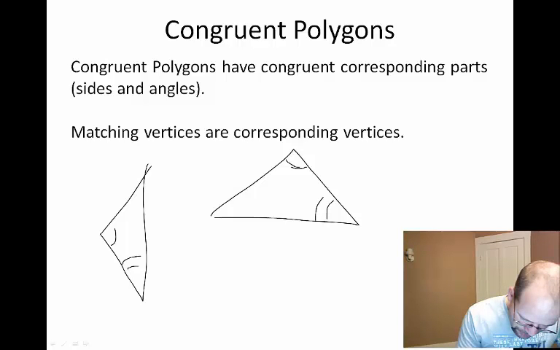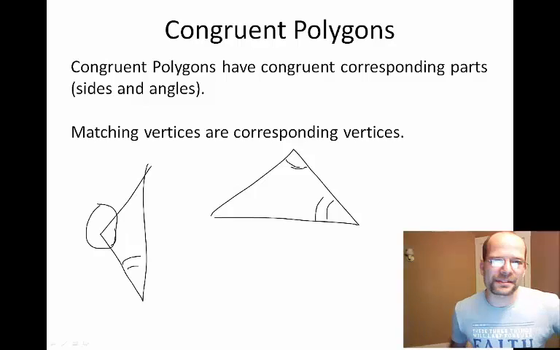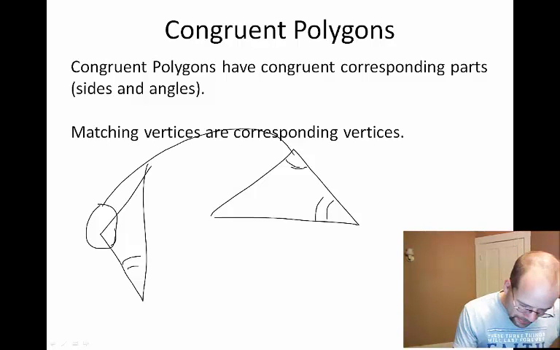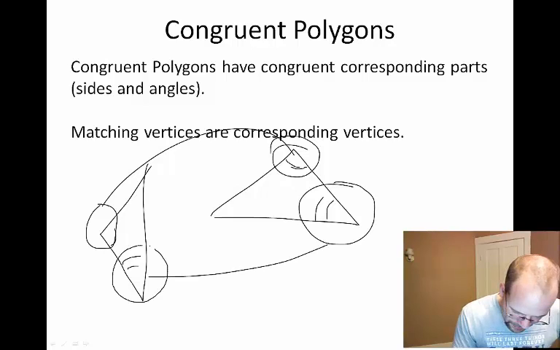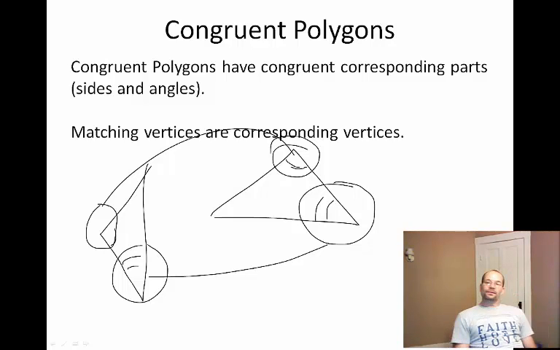We ask the question, how are we going to match these up? How do we align these in order to decide whether they're congruent? Well, you can see that this vertex corresponds to this one over here, and this vertex corresponds to this one here. It has nothing to do with their relative position on the page. It has everything to do with whether they are congruent parts. So I'm trying to match up congruent parts.